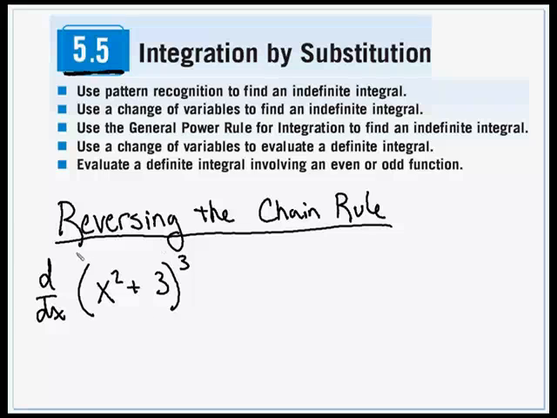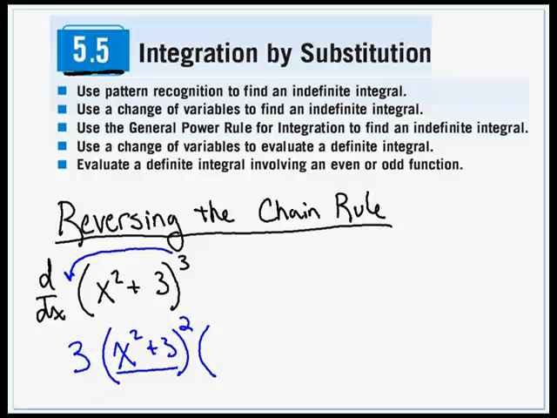Here we are taking the derivative, d/dx, the derivative with respect to x of (x squared plus 3) to the third. When we derived this, the chain rule said we brought the 3 down front. So we had 3 times our inner function, x squared plus 3, and we dropped the power down 1 to squared. And then the chain rule said we had to tack on the derivative of the inner function. And here's our inner function. Its derivative is 2x.